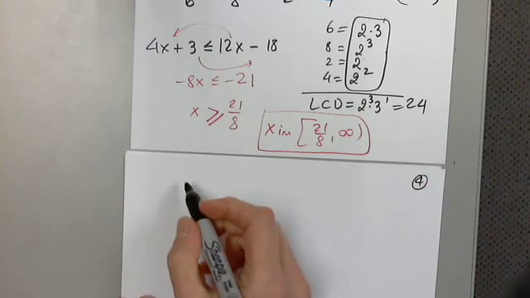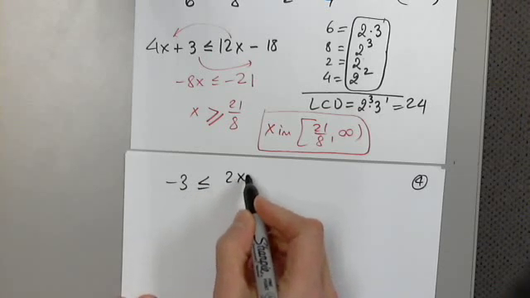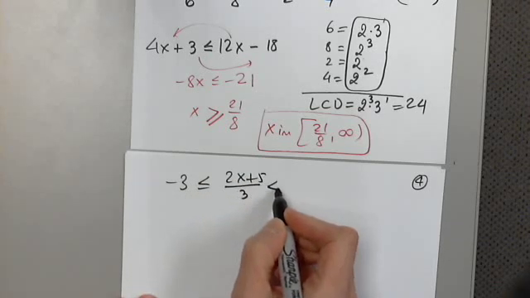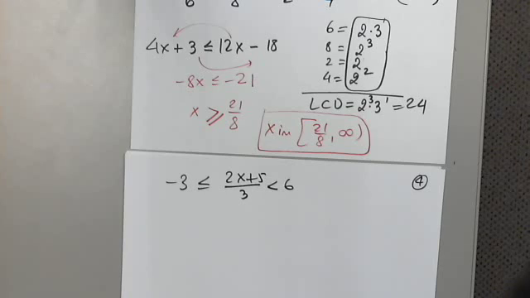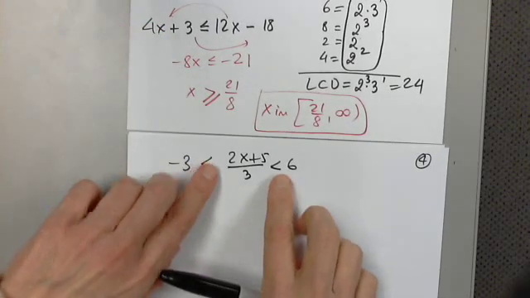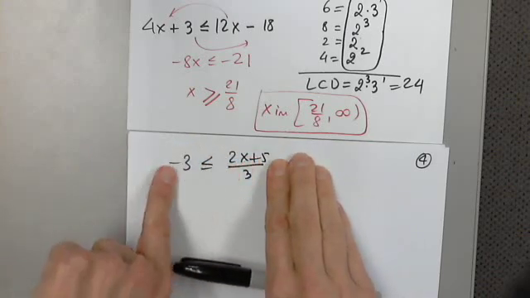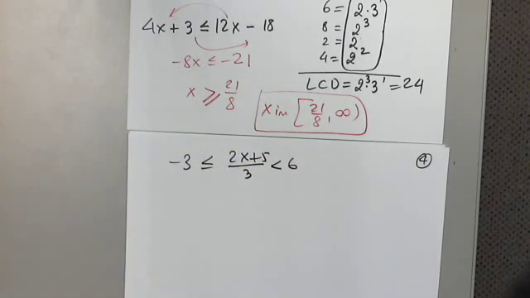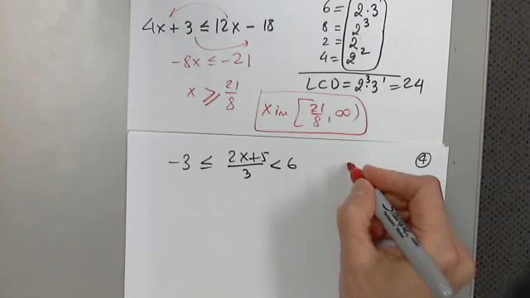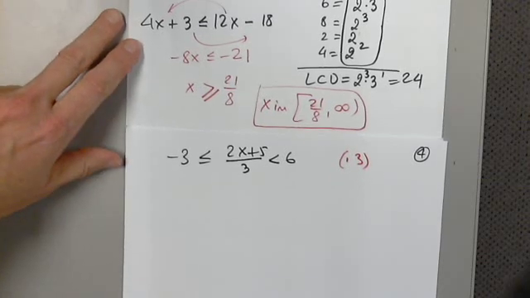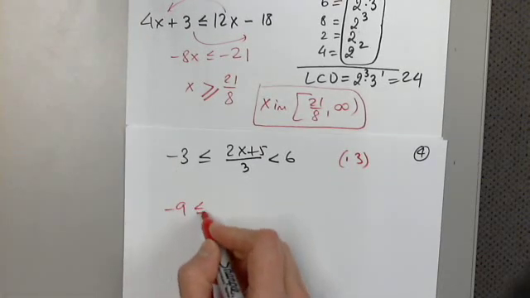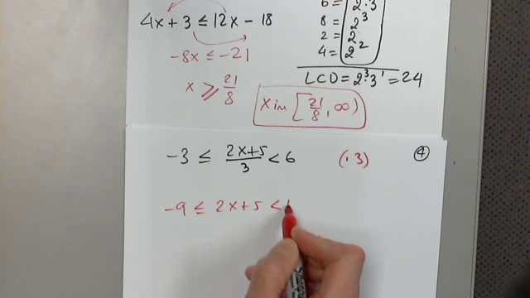Okay, next one. Negative 3 less than or equal to 2x plus 5 divided by 3 less than 6. When you review your previous test, you will see these problems are there. Pretty similar. Okay, so this is a compound inequality because it has two inequalities, one and the other. So what do we need to do next? Exactly, we eliminate fractions again. So then we have negative 9 less than or equal to 2x plus 5 less than 18.